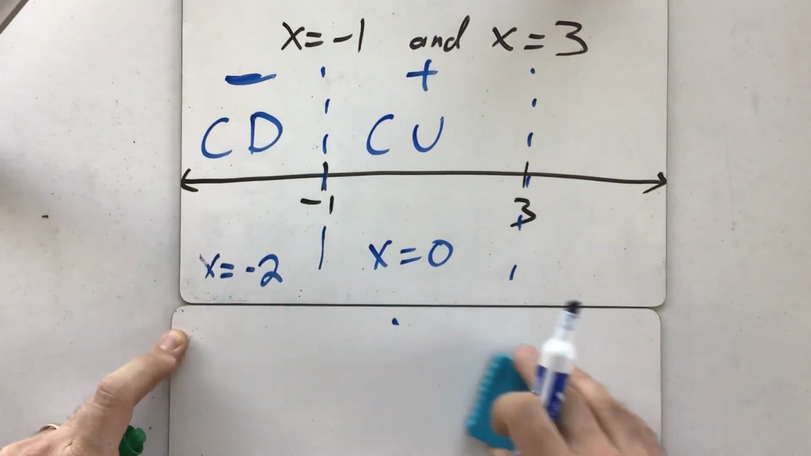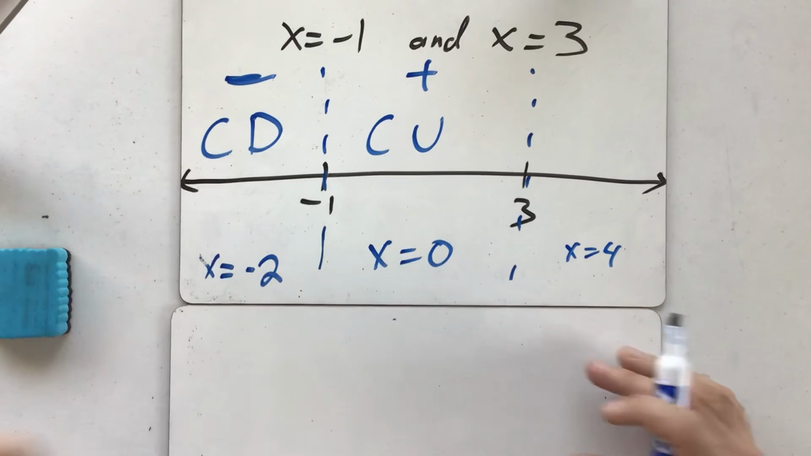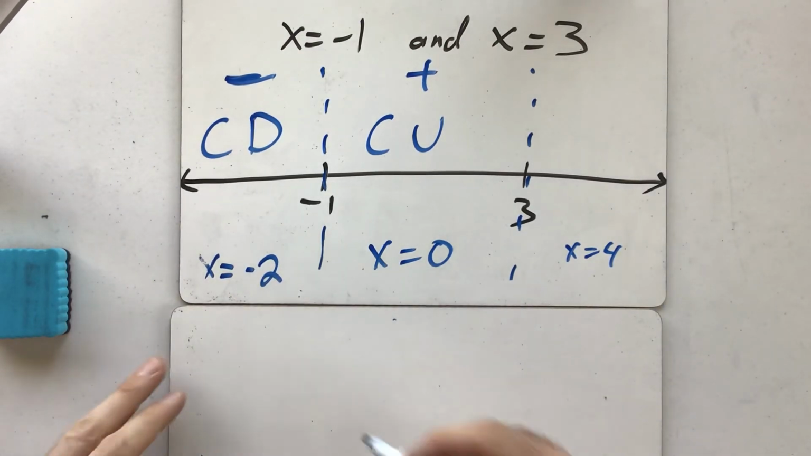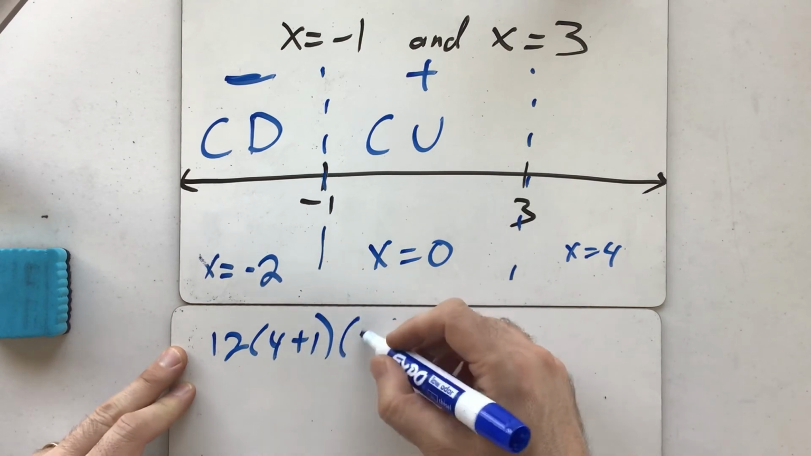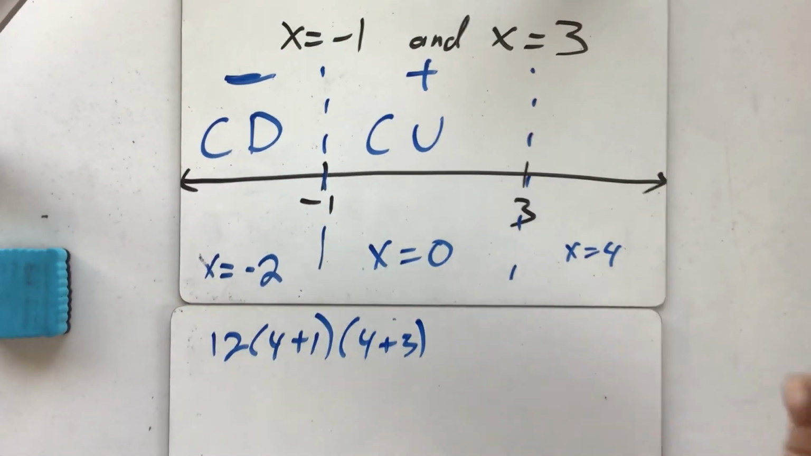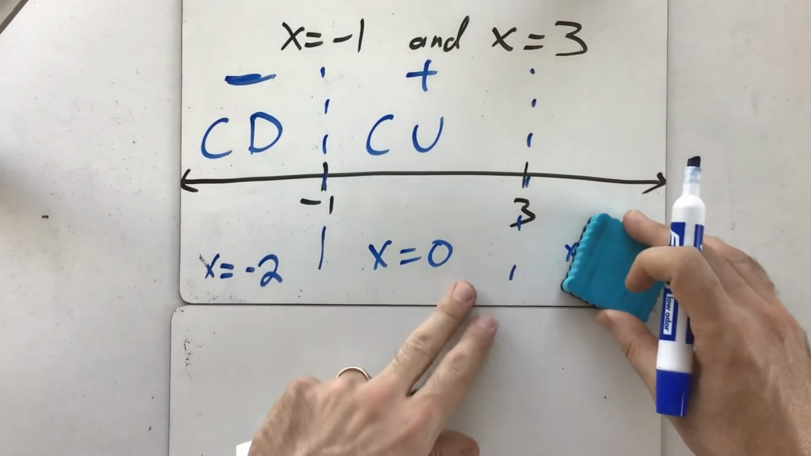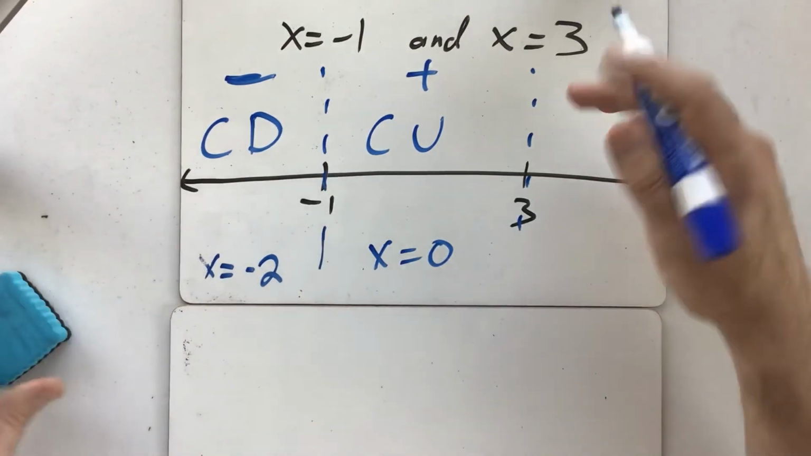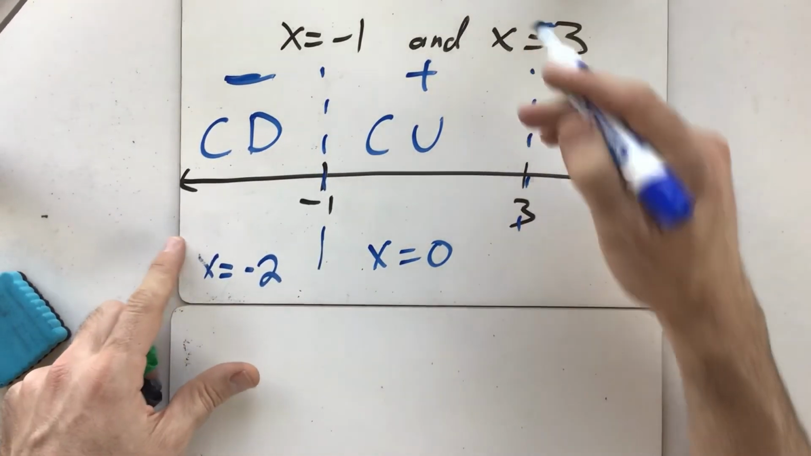And finally, I'll pick a number bigger than 3. How about 4? I mean, I guess I could pick something really, really big, but 4 seems pretty sufficient. And that'll be 12 times 4 plus 1 times 4 plus 3. Uh-oh. Oh, I messed up. Again, I messed up. Look at this, people. This is why I was worried earlier. Man. Okay, I think I messed up. Okay, there we go. So this is actually a -3 and a -1.